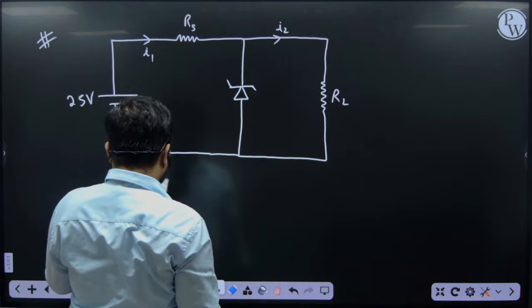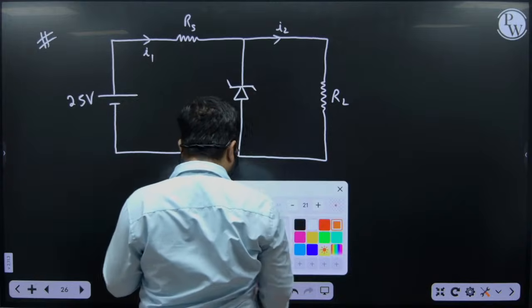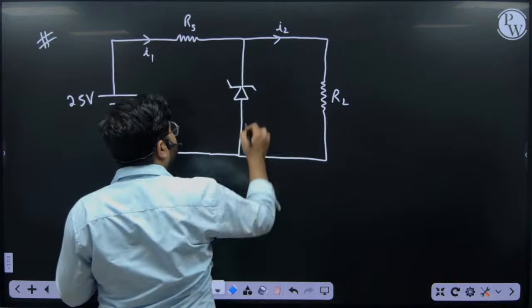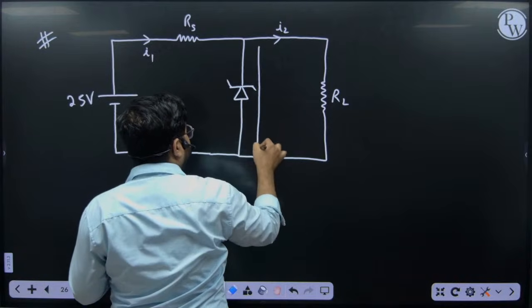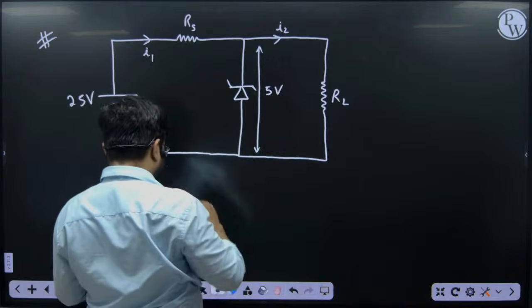Now they are saying the voltage across the Zener diode is 5 volt. They have said in the question that this voltage across the Zener diode is 5 volt.